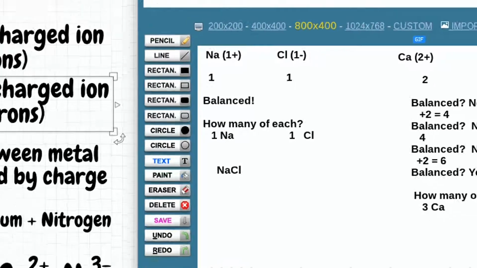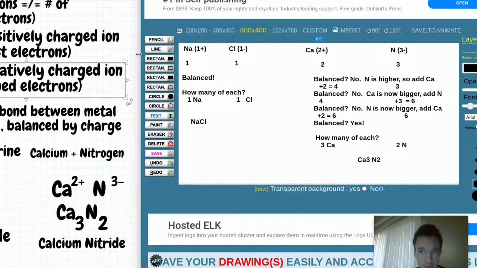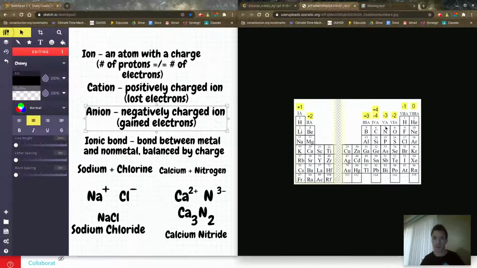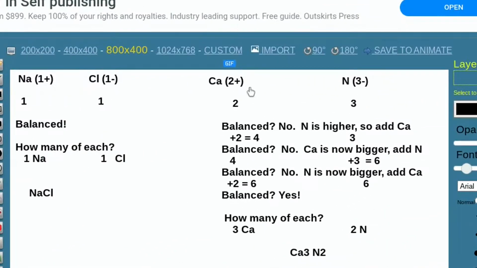Let's look at one that's a little bit different. Calcium and nitrogen. When they bond together, let's see what happens. Calcium is in this column, so it has a 2+ charge when it bonds. Nitrogen is in this column, so it has a 3- charge when it bonds. Well, 2+ and 3- do not equal 0, so we're going to have to balance it a little bit. Each calcium is a 2+, each nitrogen is a 3-. To start off, we have 2+ and 3-. That's not balanced. There's more charge on the nitrogen side, right? 3 is higher than 2.